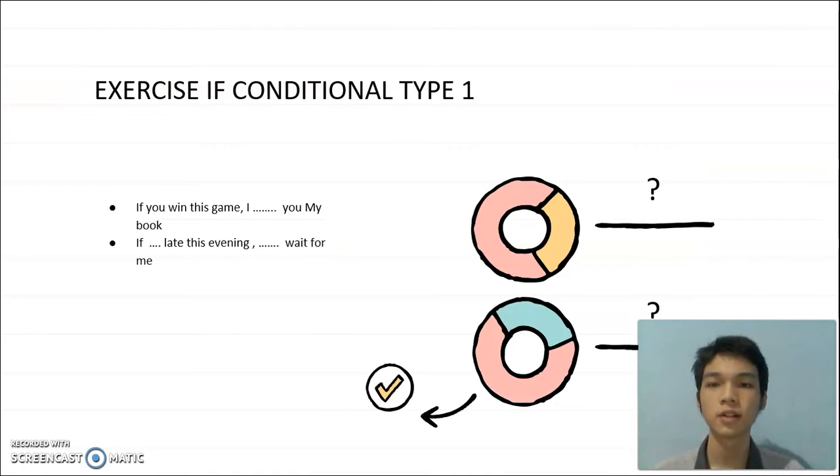I have several questions, not as many as usual, but I think we can still understand what if conditional type 1 and 2 is. If you want to answer these questions on your own, you can pause the video and write it on some paper before I show you the answer.